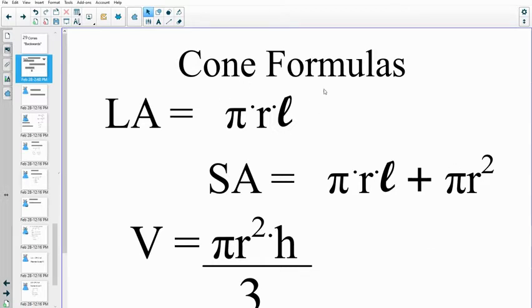Lateral area is technically the perimeter of the base times the height divided by 2, but because there's a 2 in the formula for the circumference, it ends up canceling out and giving us just this formula. Surface area is the lateral area plus the area of the base, the lateral area plus the area of a circle, and then finally the volume of a cone is 1/3 of the volume of the corresponding cylinder. So hopefully these formulas look familiar to you. Hopefully you're getting these written down to have all in one place for the test next week.